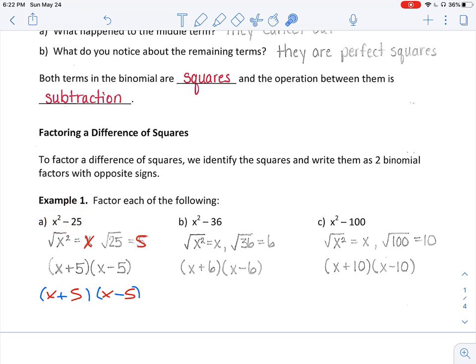I'm just going to go for example C here. I won't do all of them. x squared minus 100. Take both terms, square root them, and then write the factors with two opposite signs again.